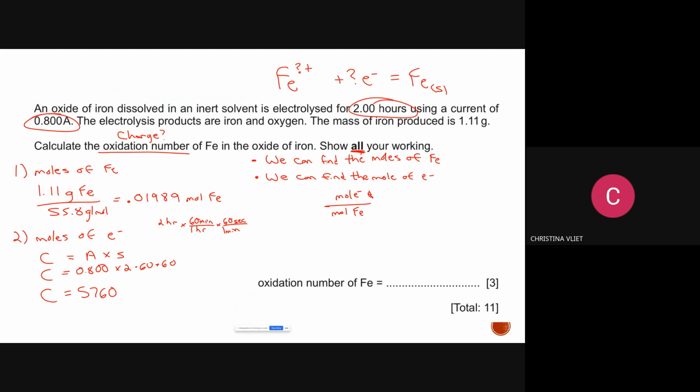Is that moles of electrons? No. So what do we do now? Is there a relationship between coulombs and moles of electrons? That's called the Faraday, right? 96,500. So we divide. 96,500 coulombs is 1 mole of electrons. Divide these two numbers, 5760 by 96,500, I get 0.0597 moles of electrons.